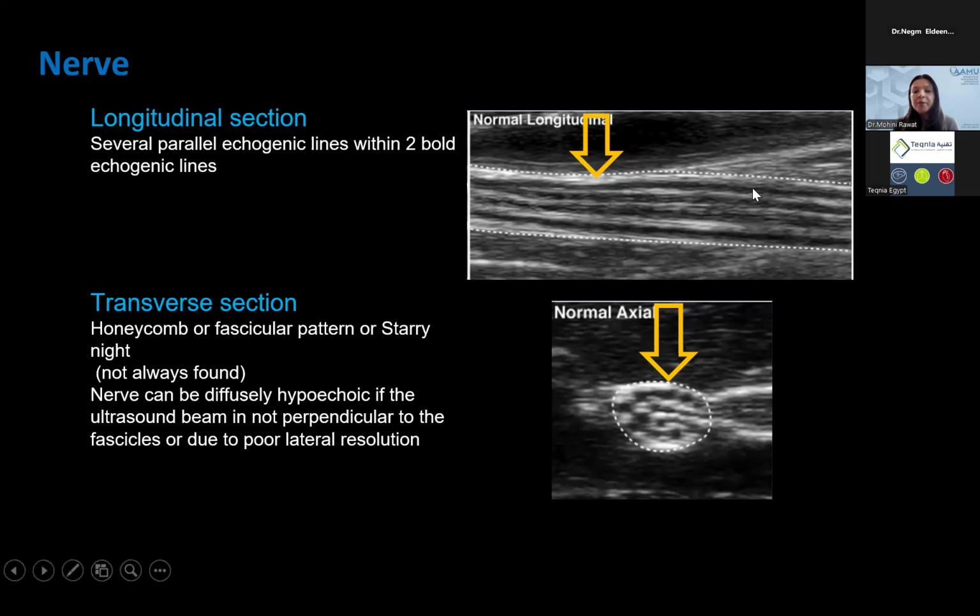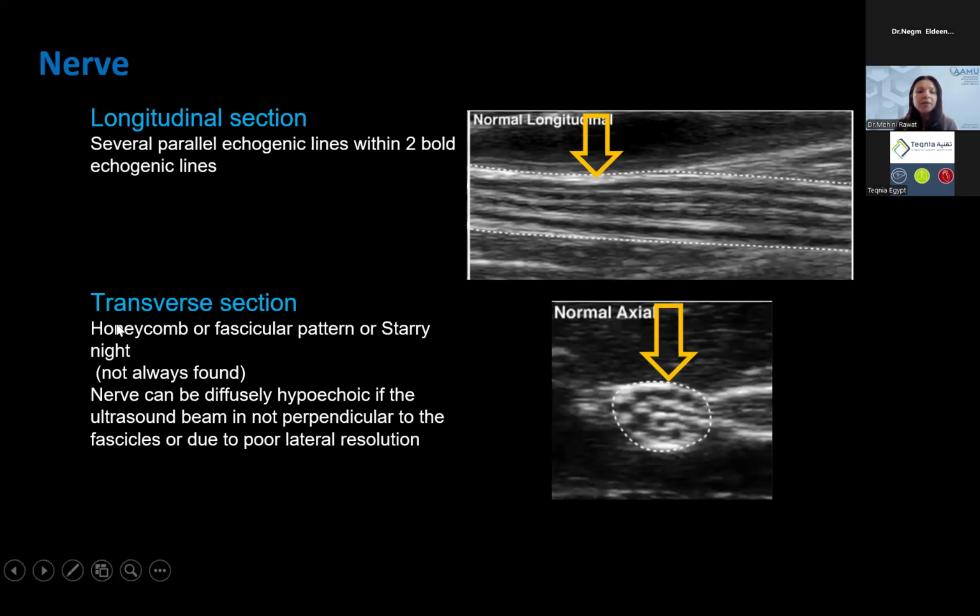So here we have long axis view or longitudinal section of the nerve. And you can see this is the outermost layer, which is denoted here by the dotted lines, and that would be considered epineurium. And then you have these striations of alternating hypo and hyperechoic lines. So hypoechoic band is the nerve fascicle, and hyperechoic interface is the connective tissue framework, which would be perineurium. Bottom image, we see this typical honeycomb or fascicular pattern, or we also call it starry night.